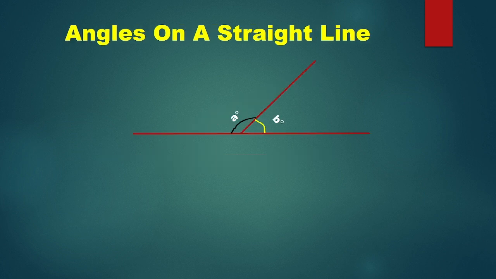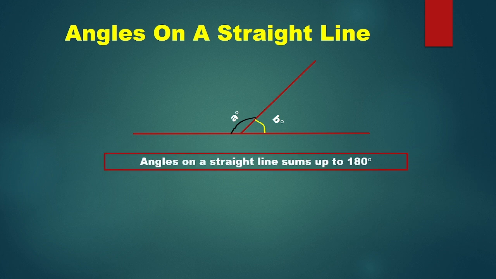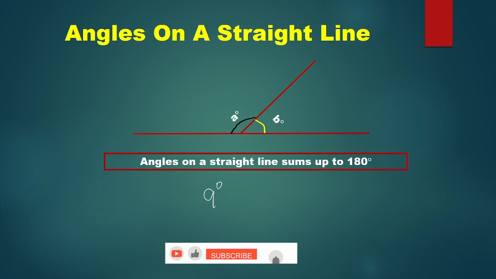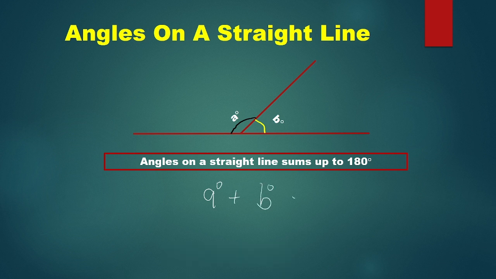Now, let's talk about angles on a straight line. When two or more angles sit on a straight line and touch each other at a point, they all add up to 180 degrees. Angles on a straight line sum up to 180 degrees. That is, a degrees plus b degrees must be equal to 180 degrees.